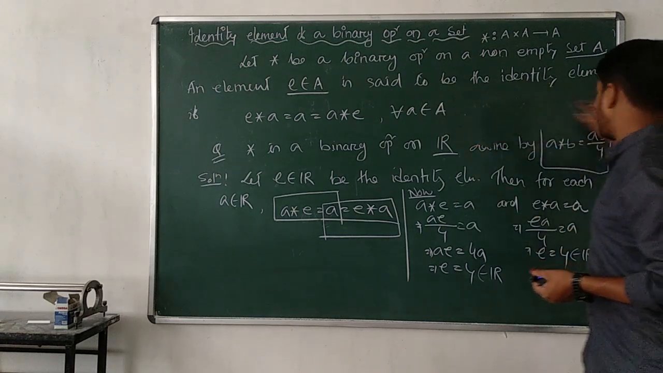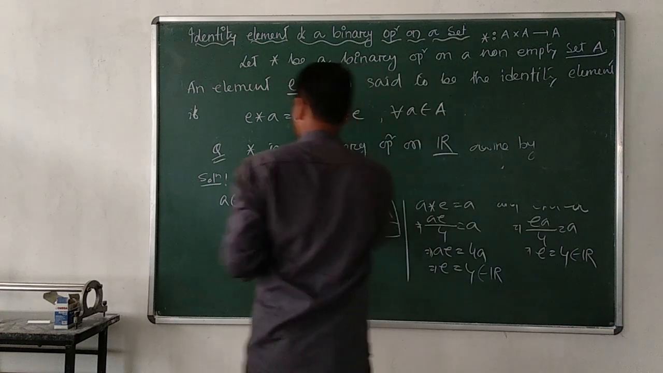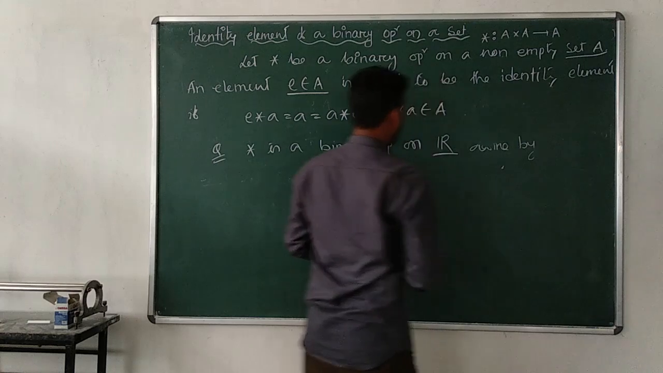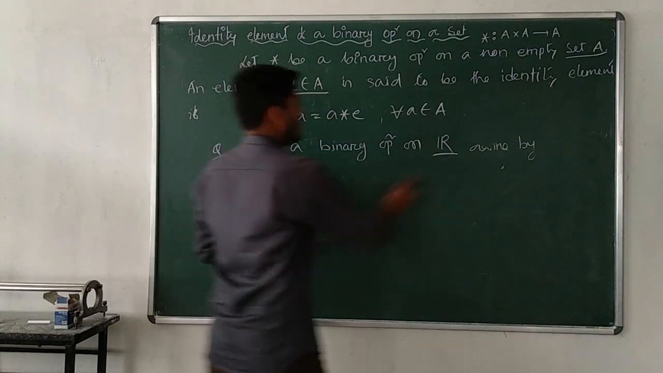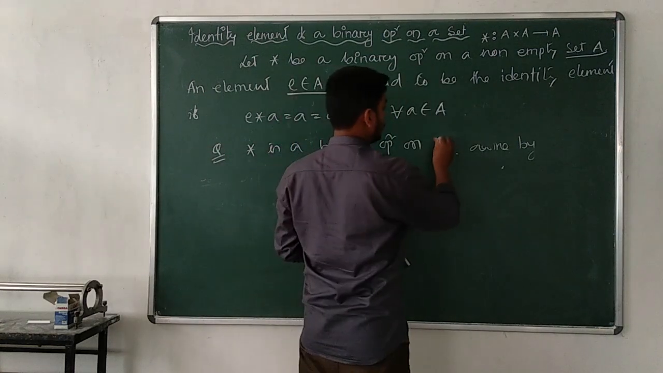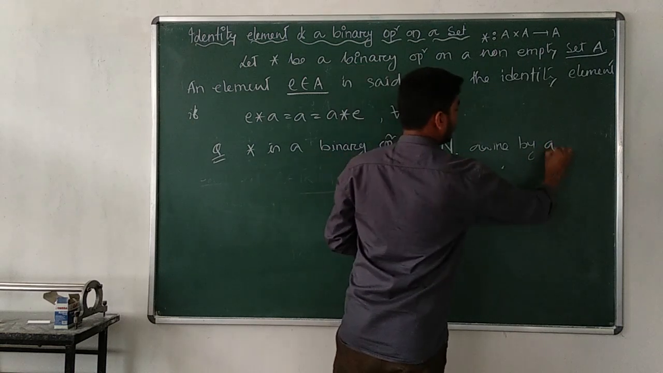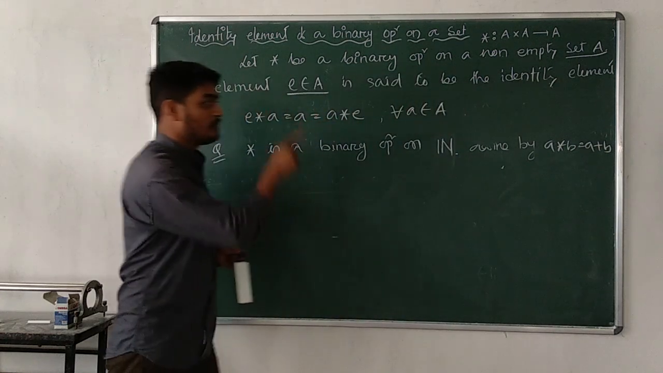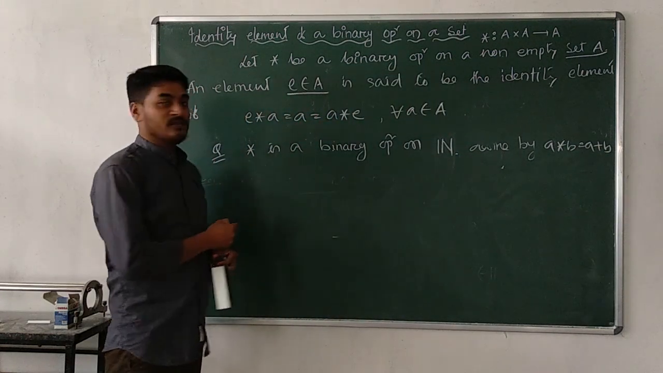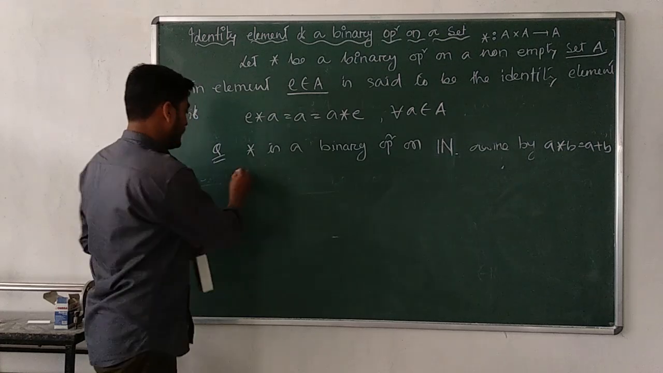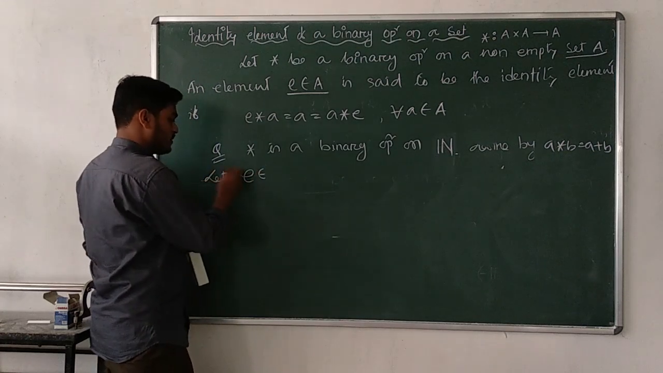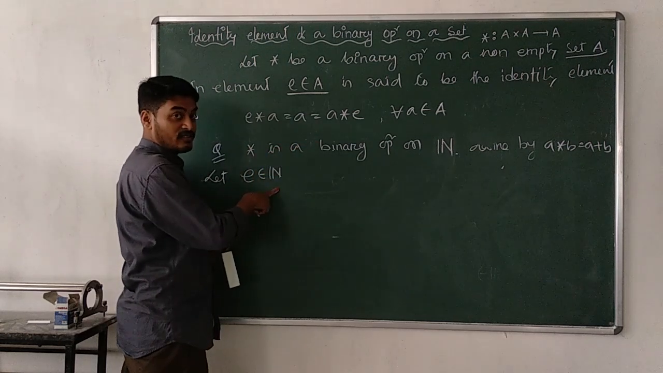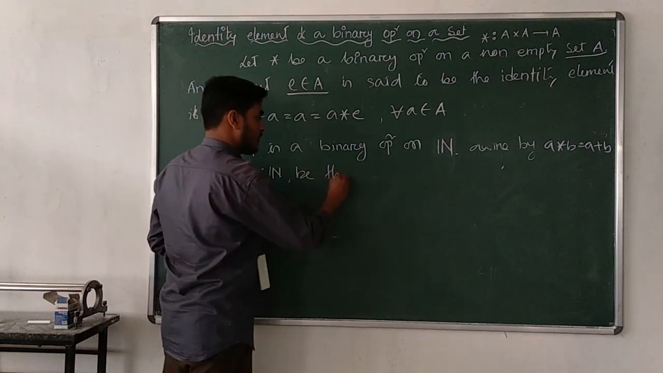So let us discuss another question. Okay, the same way let us consider another example which will be better for us. Consider a binary operation star on N, defined as A star B is equal to A plus B. The binary operation is defined like that, and the set is the set of natural numbers. Now, same procedure: let E belong to N, as the binary operation is defined on N, the identity element should belong to that set only. Let E be the identity element.